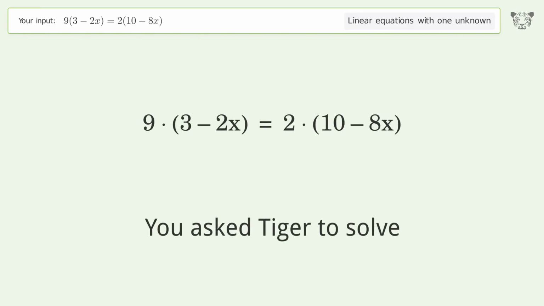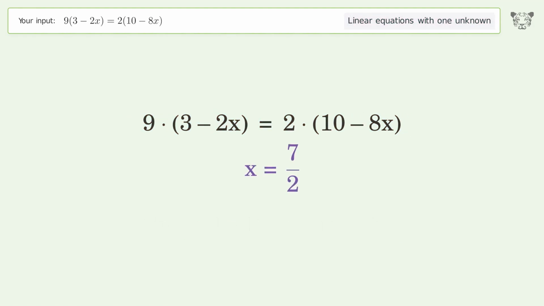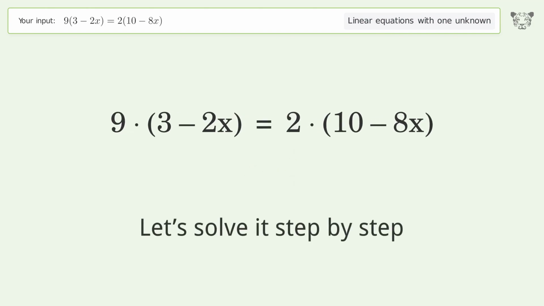You ask Tiger to solve this. This deals with linear equations with one unknown. The final result is x equals 7/2. Let's solve it step by step.